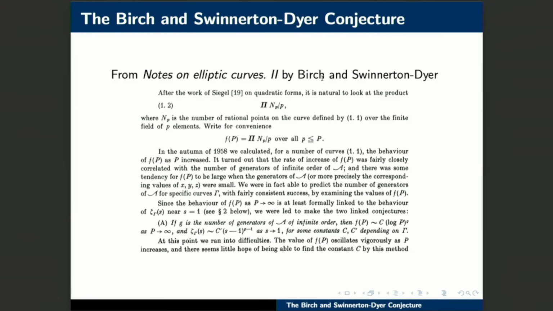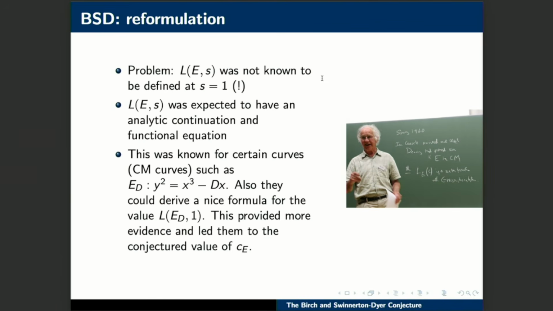This zeta of gamma of S is the zeta function of the curve, which is actually very closely related to the L function. This paper, I think, appeared in print roughly around 1966. All right, so the reformulation, why? There were some problems with it, as I said.